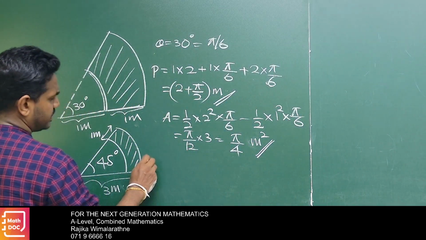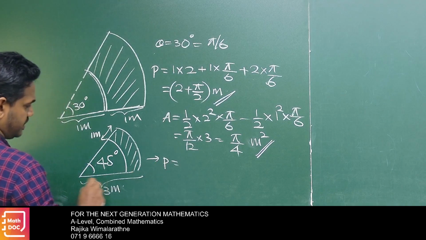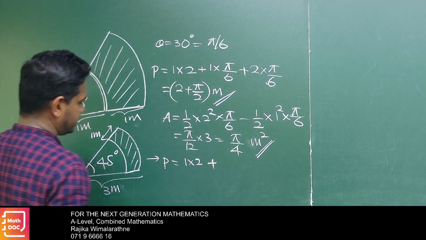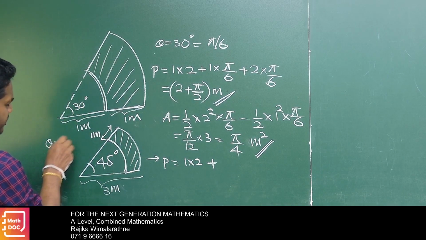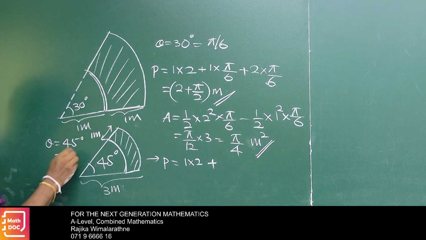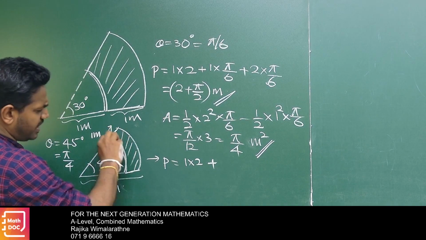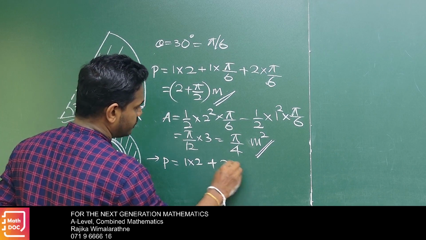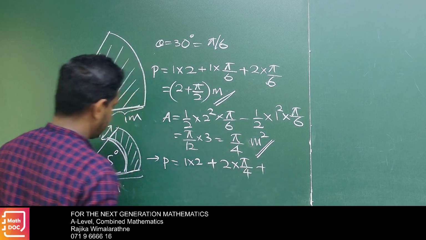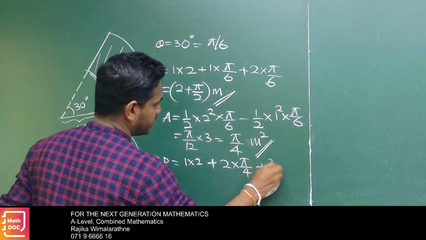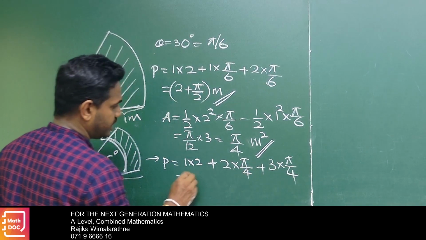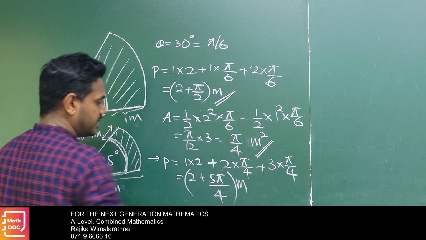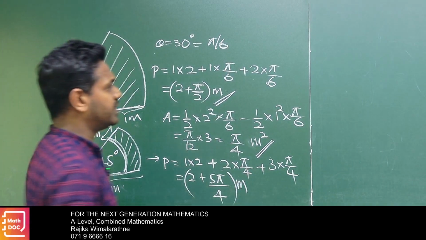Okay, in this case, the perimeter: here 3, 1, then 1 plus 1, 2. 1 into 2 plus, here theta is 45 degrees, that means pi divided by 4. Then S equals r theta. Here 3 minus 1 means here 2, no? r is 2, theta is pi divided by 4. S equals r theta. Then for this one, r means 3, theta is pi divided by 4. Then 2 plus 5 pi divided by 4 meters. That is the perimeter. Then similarly you find the area.